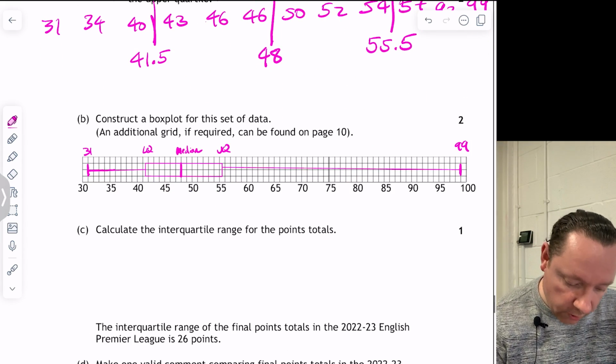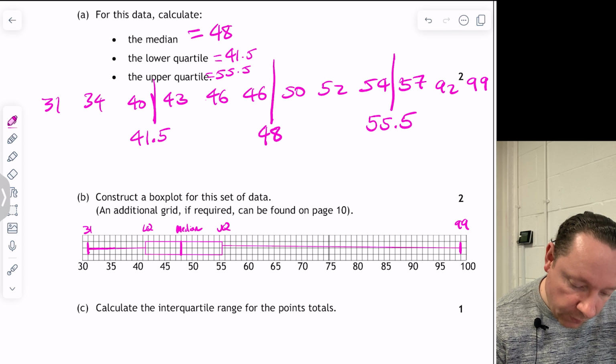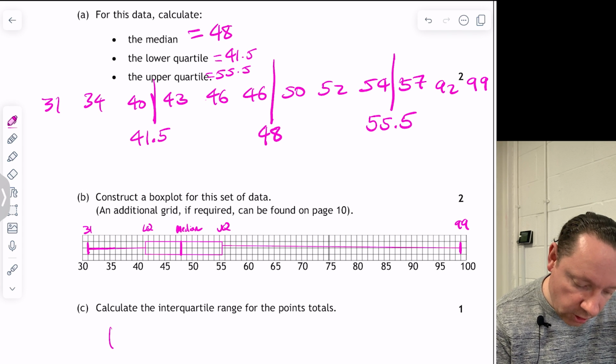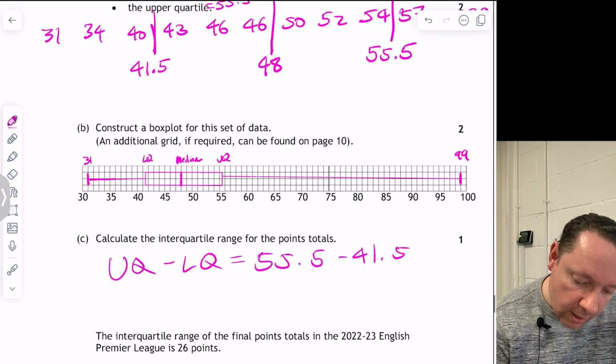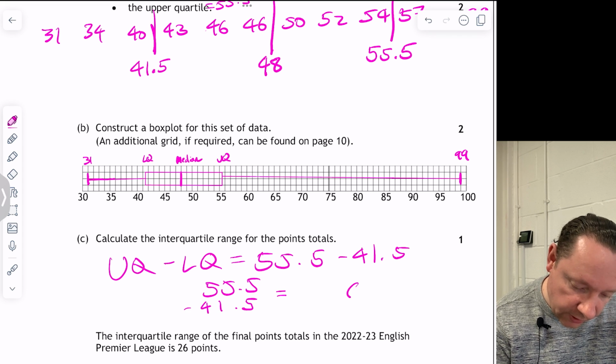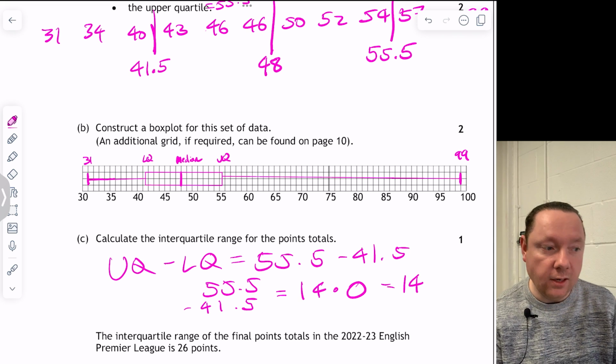Calculate the interquartile range for the points total. So the interquartile range is just the upper quartile minus lower quartile. So that's 55.5 minus 41.5. So if you can't, then just use a column. 5 minus 5 is 0. 5 minus 1 is 4. 5 minus 4 is 1. So you get 14 is the interquartile range.